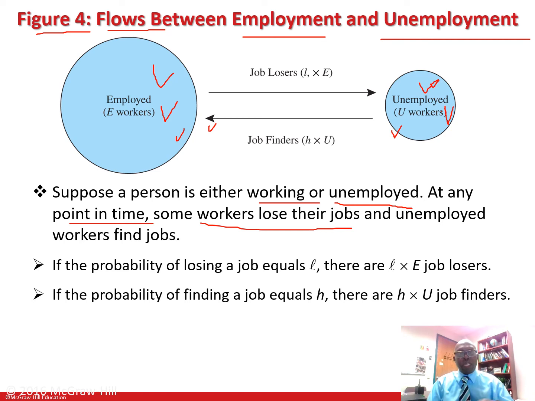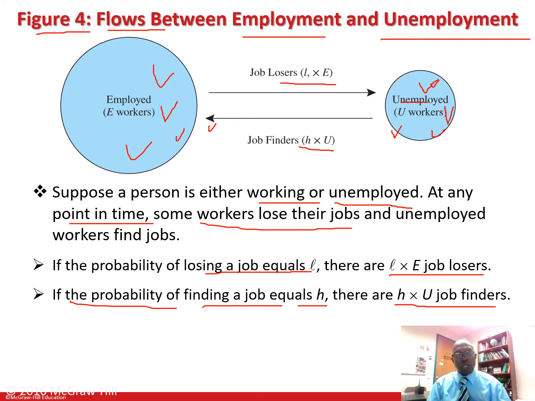So if the probability of losing a job is equal to L, lowercase l, there are L times E job losers. So L times E will lose their job and become unemployed. And if the probability of finding a job is equal to H, there are H times U job finders. So the number of people who find a job would be H times U. Then they leave the unemployed box, come to the employed box, and become employed.